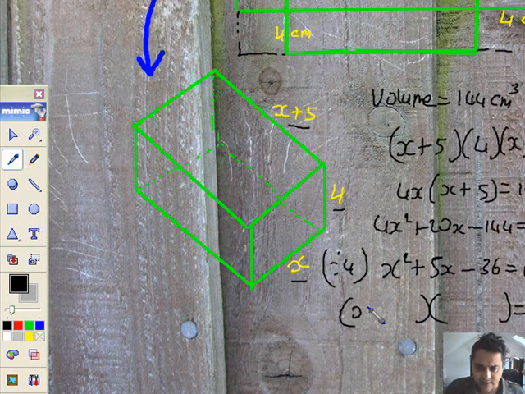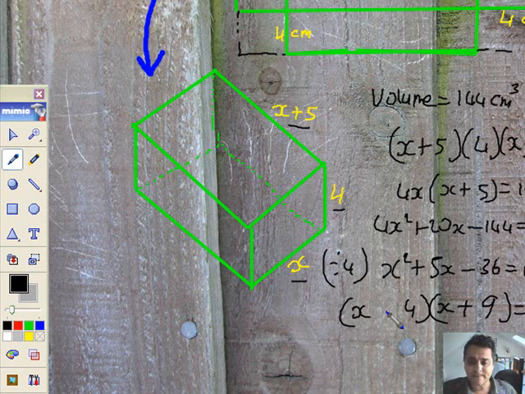Right, x and x is x squared. 6 sixes are 36. Well, I don't like that because a 6 and a 6 won't give me a 5. But I can see that 9 and 4 will give me 36 if I multiply them, and the difference between 9 and 4 is 5. So I think I've got that right. Now I want plus 5x, so I put a plus there in front of the 9.